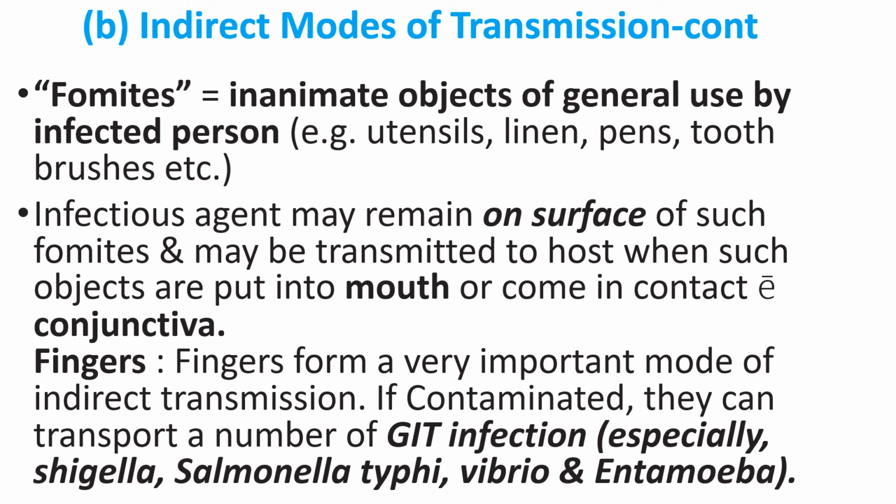Fomites, which are inanimate objects of general use by infected person, like utensils, linen, pens, and so on. Infectious agent may remain on surface of such fomites and may be transmitted to host when such objects are put into mouth or come in contact with conjunctiva. Fingers are also a very important mode of indirect transmission. GIT infections are examples of these transmitted by fingers.